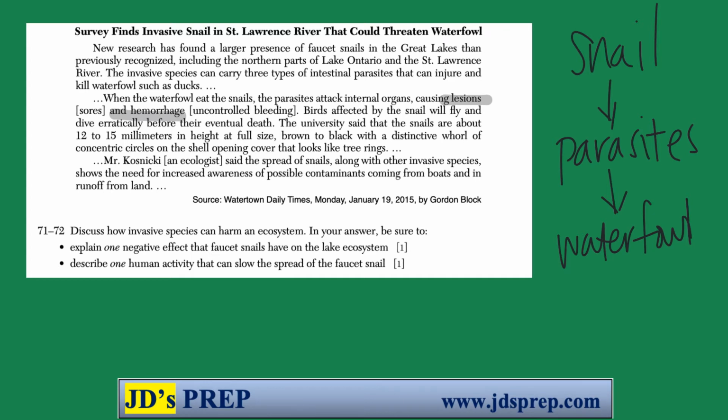So, in our discussion about this example, we want to talk about how invasive species can harm an ecosystem, and they want you to refer to these different points, okay? So one negative effect that faucet snails have on the lake ecosystem is that they impact the waterfowl, so they can kill the waterfowl, and of course that would have an impact on the ecosystem, on the food web that exists there, okay?